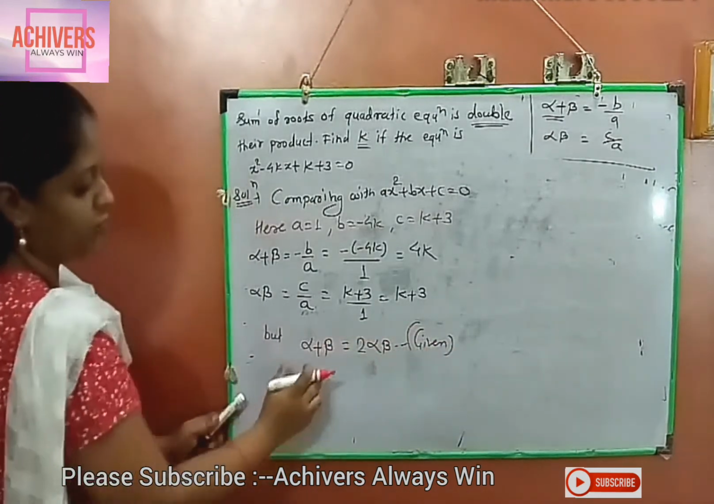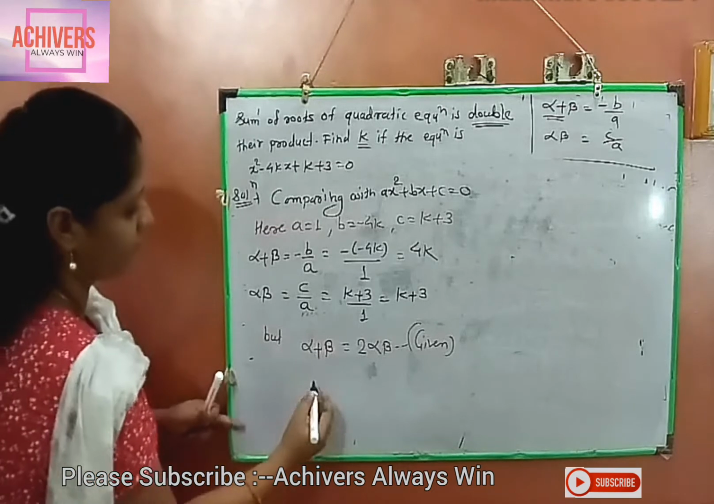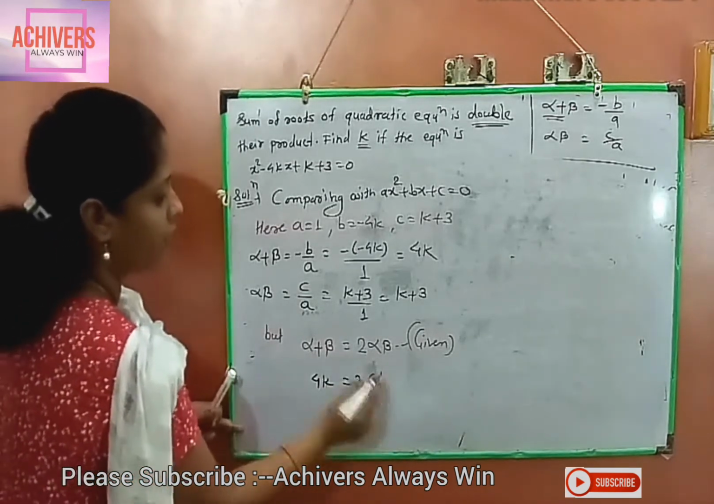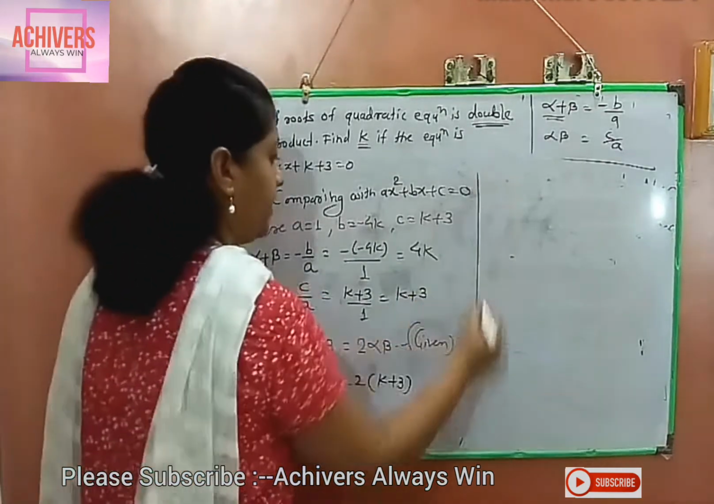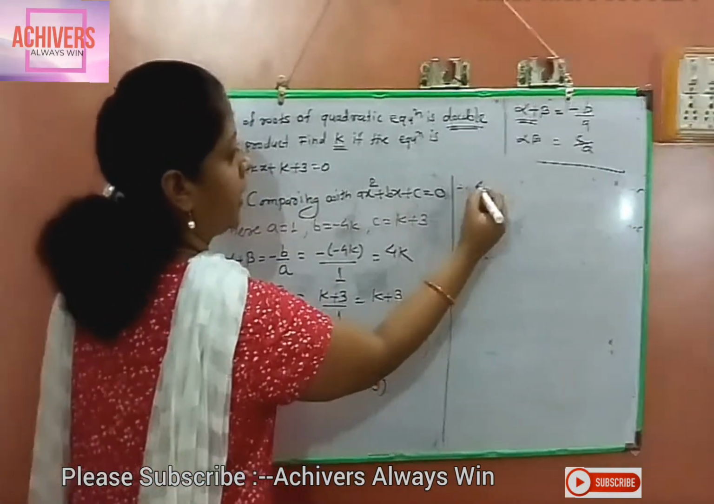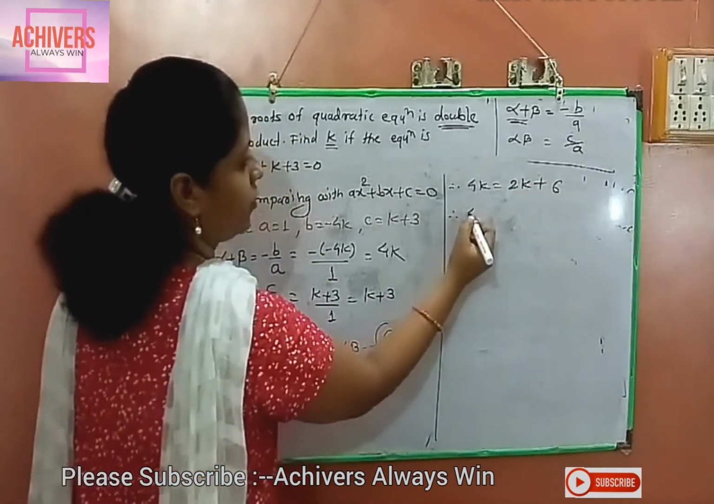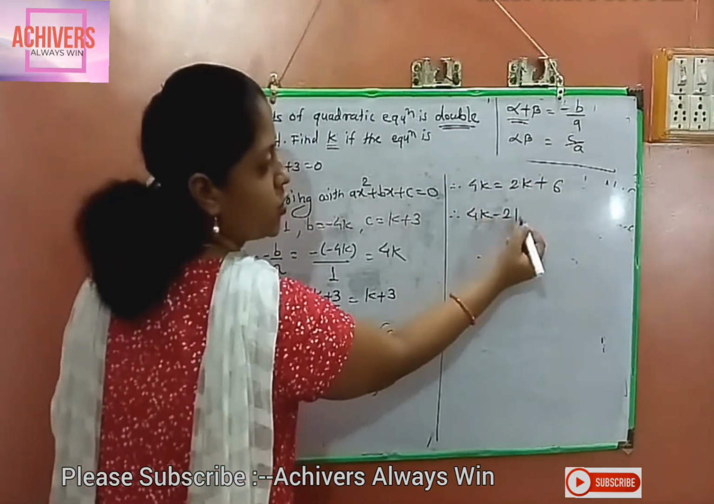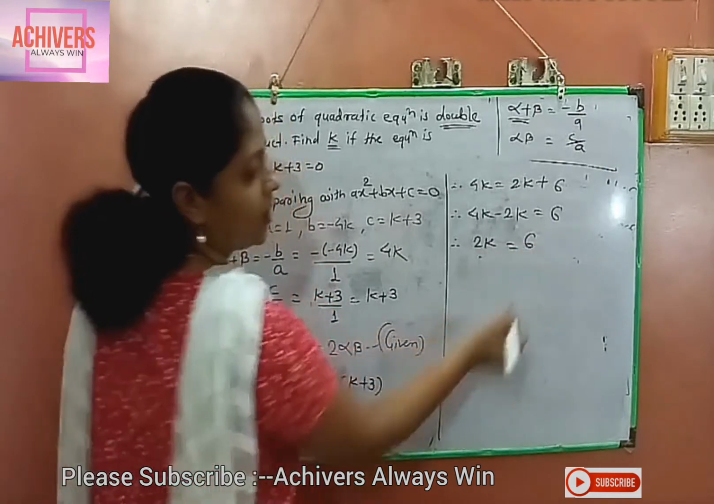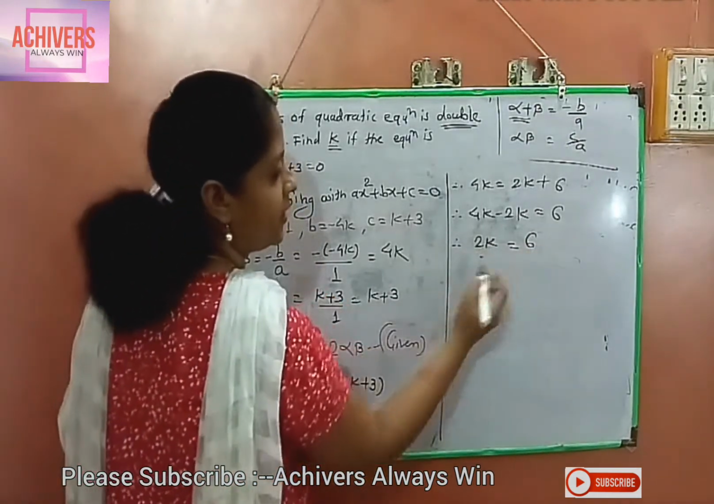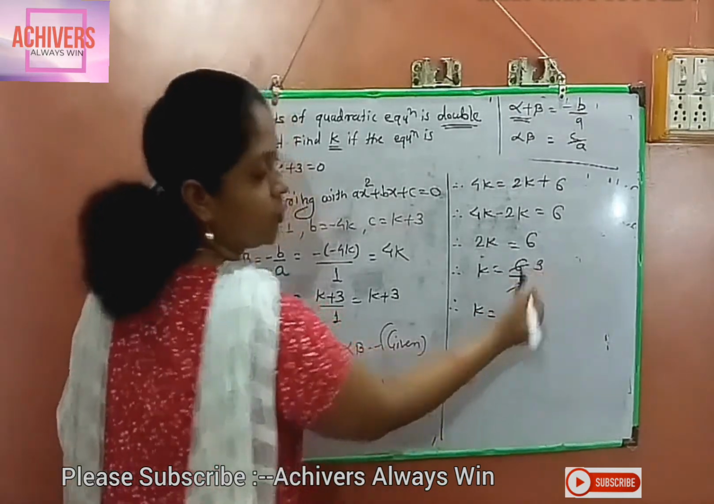Then substitute those two values, alpha plus beta and alpha into beta, here. Alpha plus beta is equal to 4k, equal to 2 times alpha beta, which is k plus 3. Multiply 2 into the bracket, we get 4k is equal to 2 into k, 2k, and 2 3s are 6. Therefore 4k minus 2k is equal to 6. 4 minus 2, 2k is equal to 6. The 2 multiplied goes to the other side and divides. k is equal to 6 by 2. Therefore k is equal to 3.